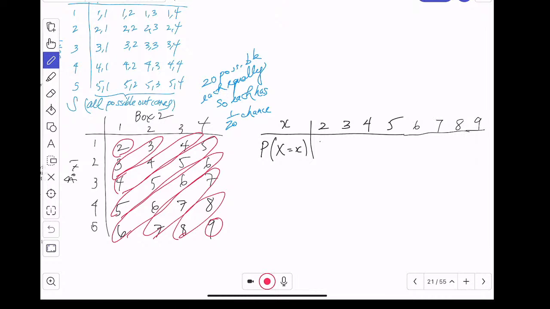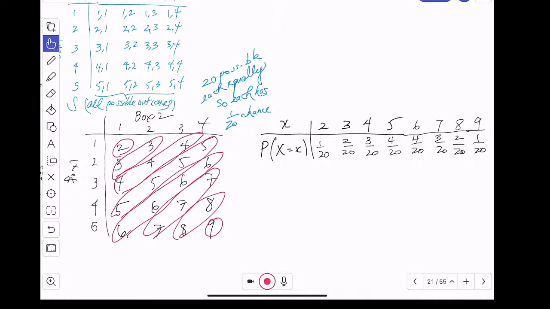2 has a 1 in 20 chance because there's only one of the outcomes. 3 has a 2 in 20 chance because there are 2. For 4, it's 3 in 20. For 5, it's 4 in 20. And for 6, it's 4 in 20. And 7, it's 3 in 20. 8 is 2 in 20. And 9 is 1 in 20.